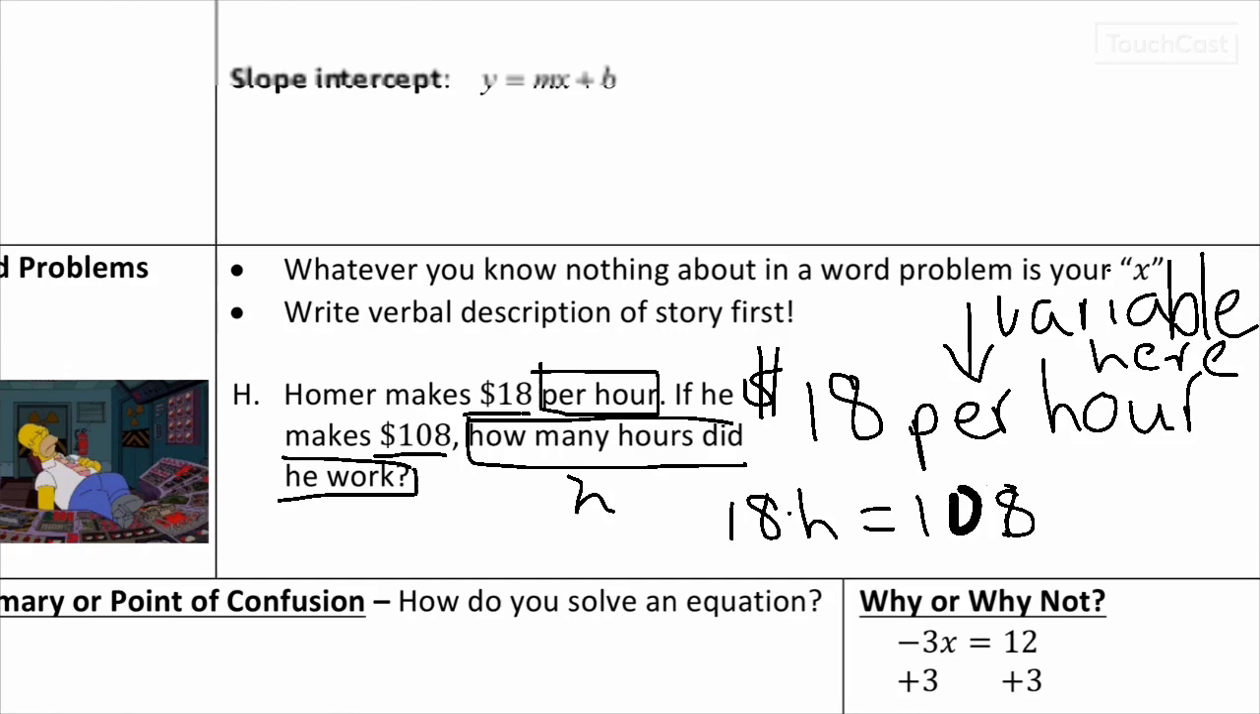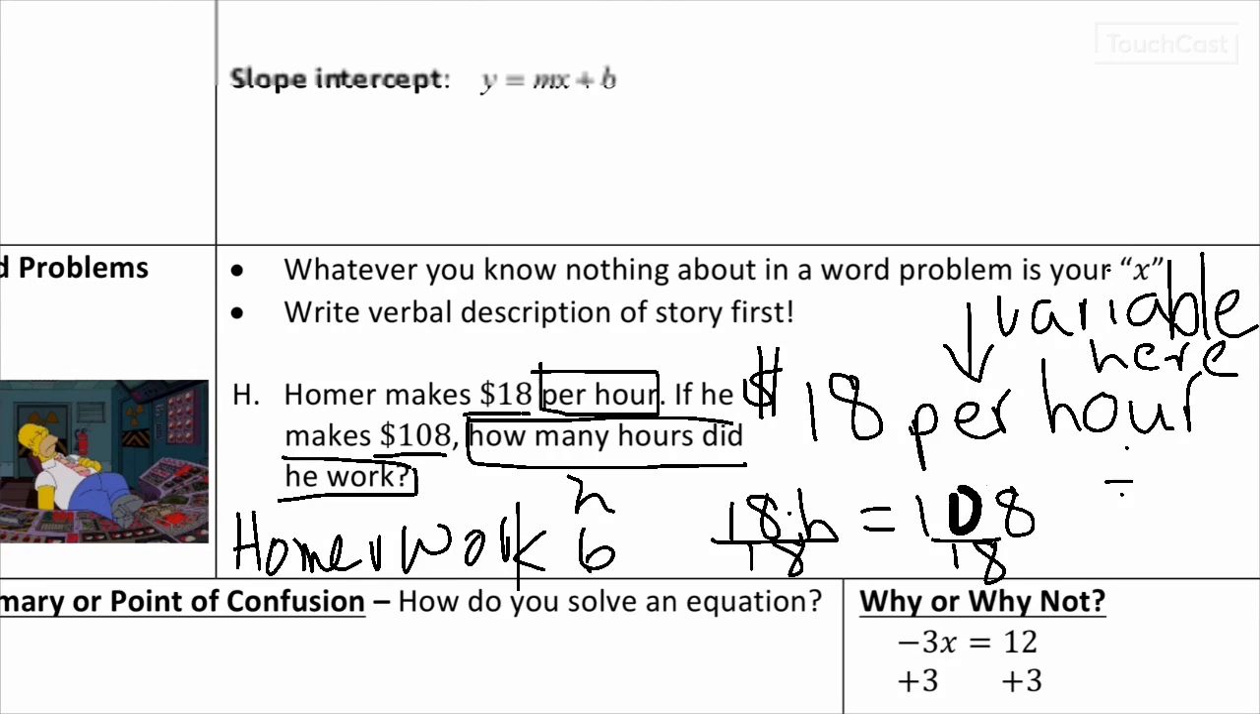And then what's happening is that it's 18 times H. So the inverse operation would be division. So I need to divide. And the number that's in front of it is 18. So I'm going to divide by 18. And then I need a calculator. So 108 divided by 18. I got 6, so he has to work 6 hours to make the $108. So Homer works 6 hours to make the $108.